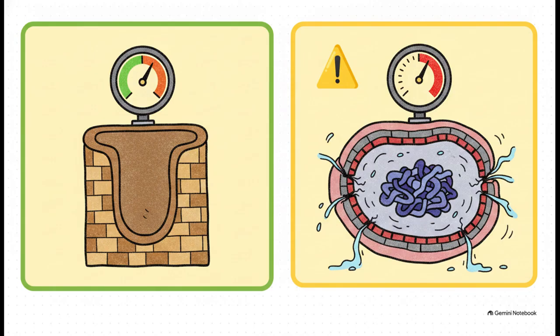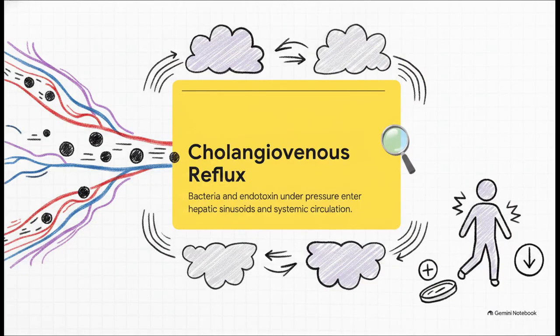Once that pressure pushes past 20 centimeters of water, the mechanical stress is simply too much. The tight junctions between the ductule cells rupture and give way. And that structural failure of the tight junctions immediately opens up two high-flow pathways for retrograde infection. The first is cholangiovenous reflux.